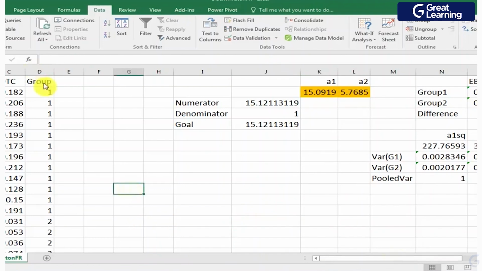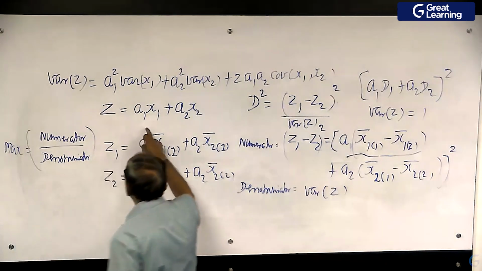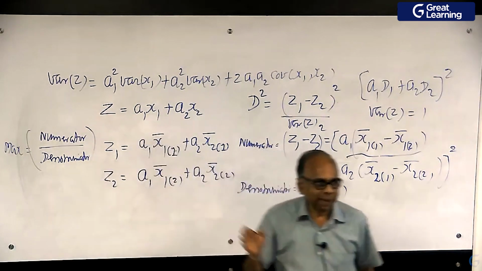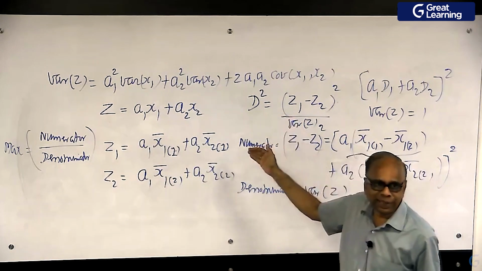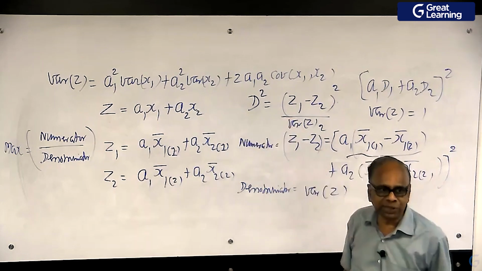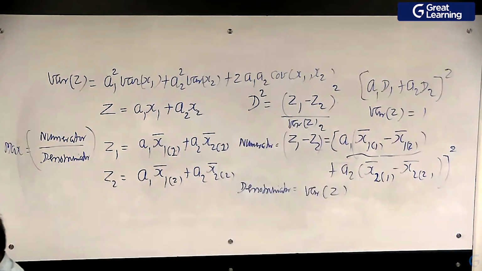Okay. Now, the first step is, let me explain this to you. The first step is how to get A1 and A2 by maximizing the between sum of squares to the within sum of squares. This is called the Mahalanobis D square. It's a famous distance measure. Maximize between to within. You have got that now.